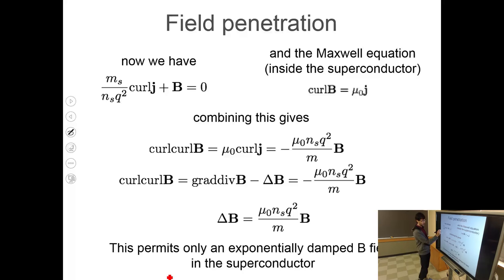So this is the equation from the previous slide. This is London's equation. And we also have this other Maxwell's equation that connects B to J: curl B is equal to J. So we can take another curl of both sides, curl curl. And then we have curl J on the right-hand side, and we have curl J in this London equation.